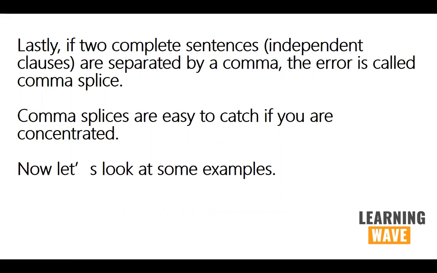Lastly, this will come in handy for almost every SAT question paper because these questions are repeatedly tried. If two complete sentences or, as per guidebooks, independent clauses are separated by a comma, this error is known as a comma splice. You need to separate two complete sentences using a full stop or a semicolon. Comma splices are easy to catch if you're concentrated, but the SAT tries to trick you a lot. So let's look at a few examples to refine our skills.